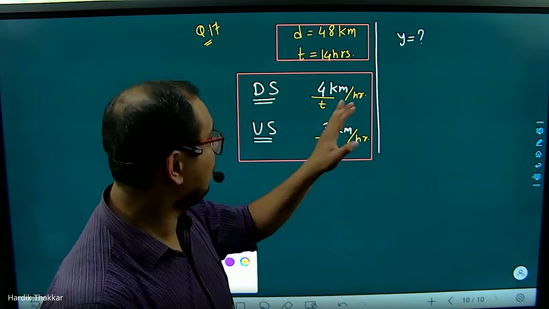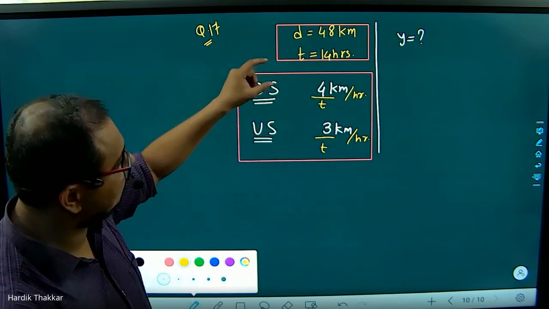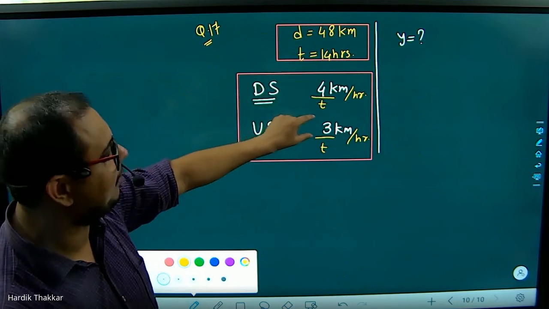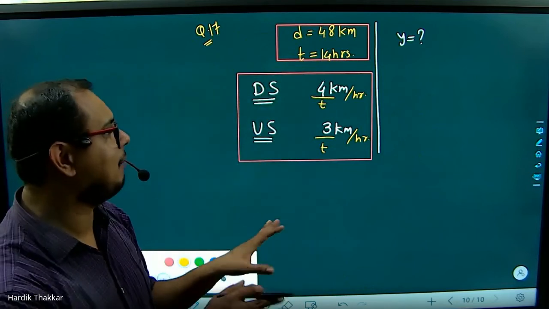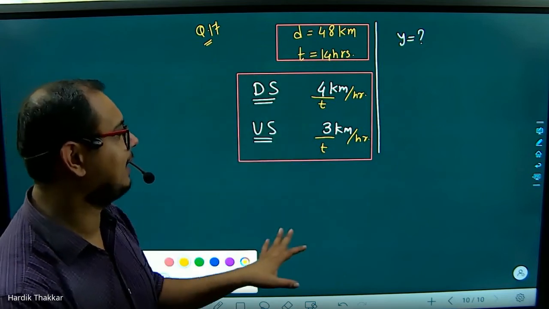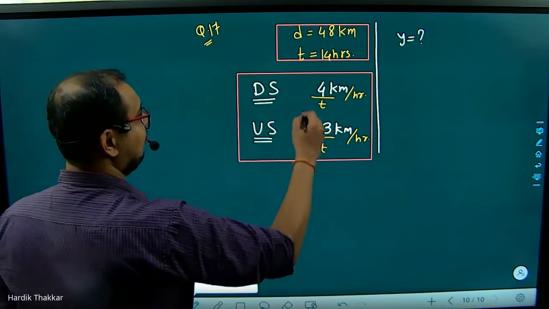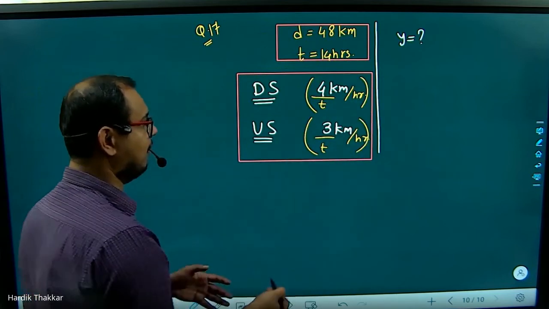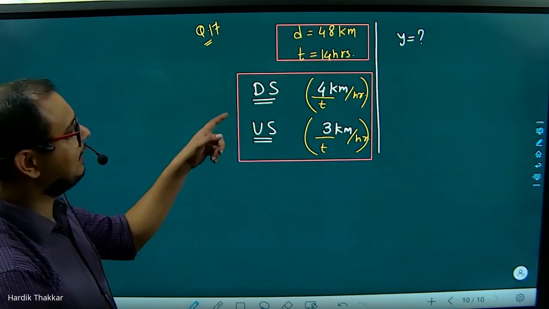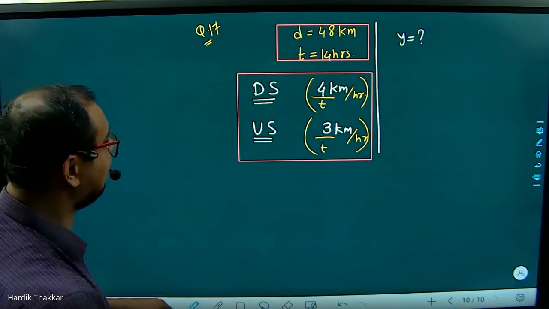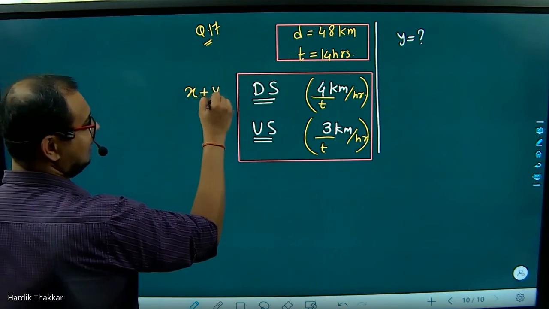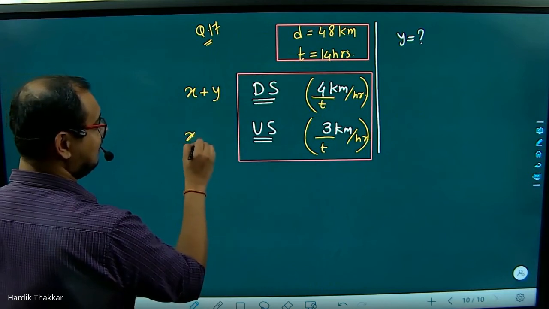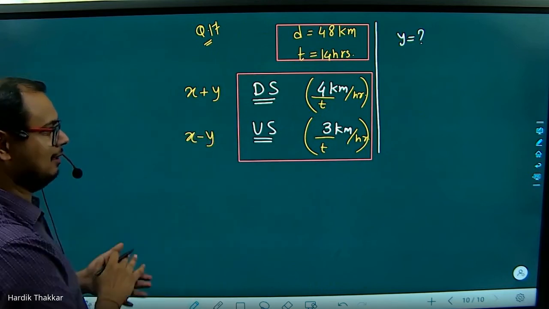Okay, and what he is saying is that in the first case it is covering a distance of 4 kilometer, and for the same time it is covering a distance of 3 kilometer. So that time is not given, so we are considering that time as t. So this will give you the speed in case of downstream and the speed in case of upstream. Now the speed in case of downstream is represented by x plus y, correct? And the speed in case of upstream is represented by x minus y. Is it clear? Just confirm.